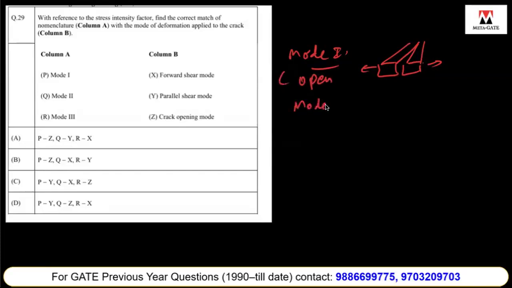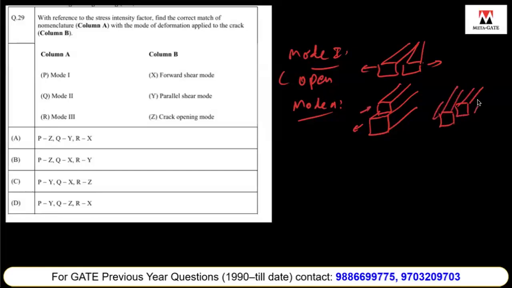And then mode 2 is just the sliding. The sliding happens in this way, or it can be like this also. In this mode, the crack surfaces slide parallel to each other, with one side of the crack sliding relative to the other. This is also known as in-plane shear mode, or parallel shear mode.